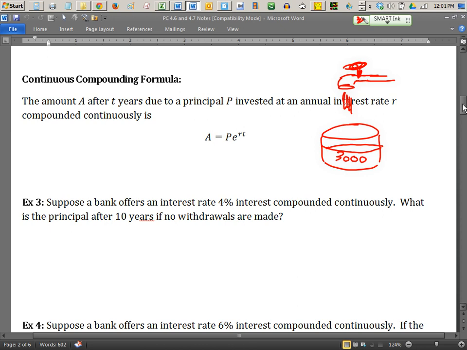This is called exponential... This is the law of exponential growth.